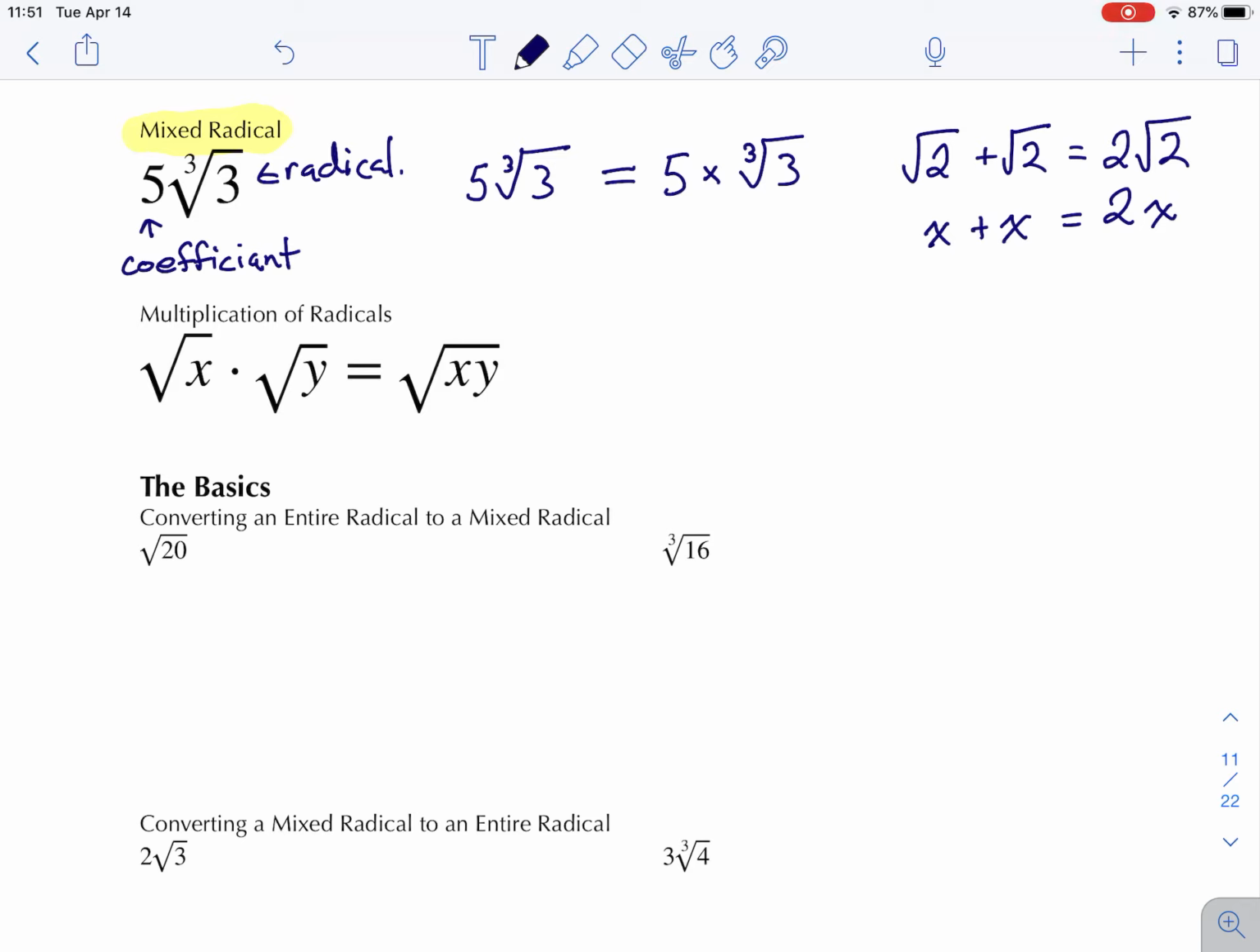So mixed radicals, and we often want to have our radicals in mixed form. We will call it simplest form when they are in a mixed form with the smallest possible number under the radical sign.